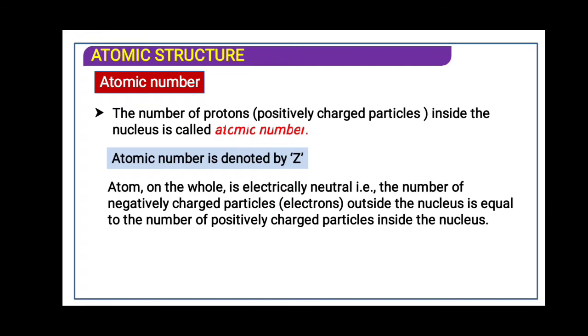So if I say that sodium has atomic number 11, that means sodium has 11 electrons and 11 protons. The 11 electrons minus and 11 protons plus cancel each other. That is why the atom is electrically neutral. We have studied this in the 9th-10th standard.